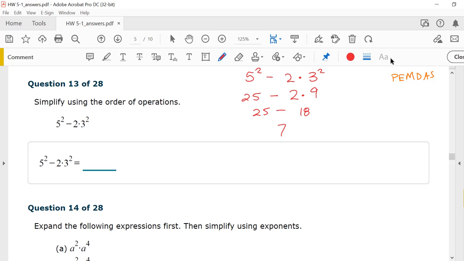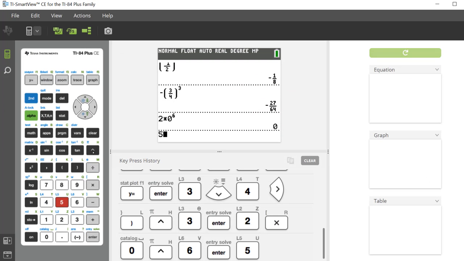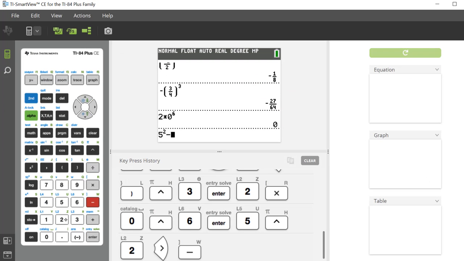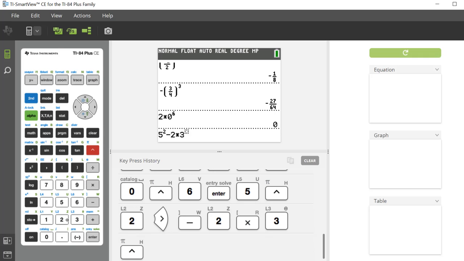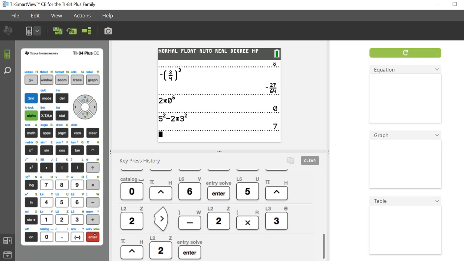Now the calculator can do this. 5 squared minus 2 times 3 squared. 5 squared minus 2 times 3 squared is 7.